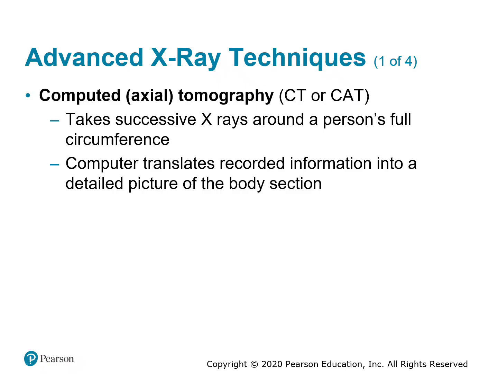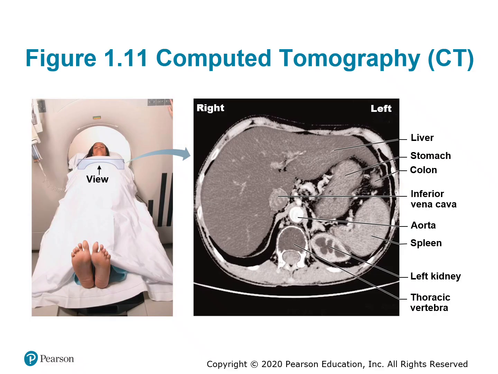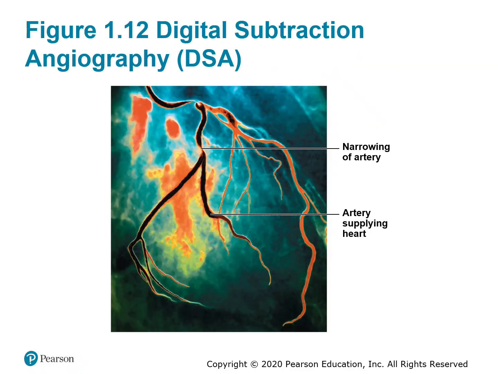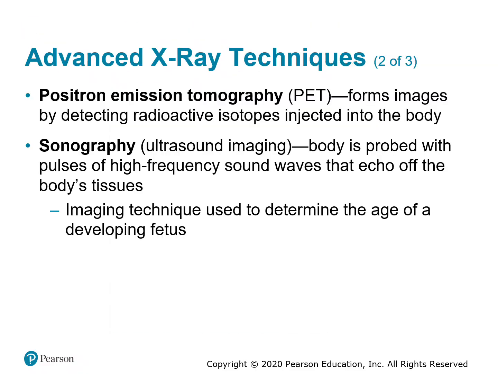A CAT scan, a computed axial tomography scan. That one does kind of a circular view so that you can kind of see everything in a cut. CAT scan. Looking at everything kind of all at the same time. Or CT. Angiography, that is more so tracing specific vessels. Right. This is an angiography of the heart.